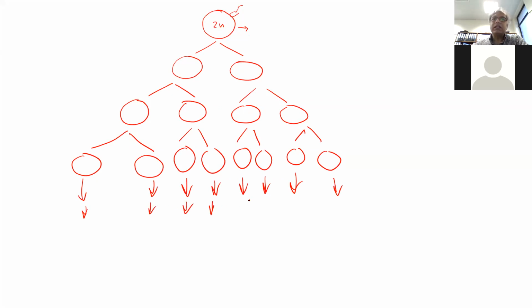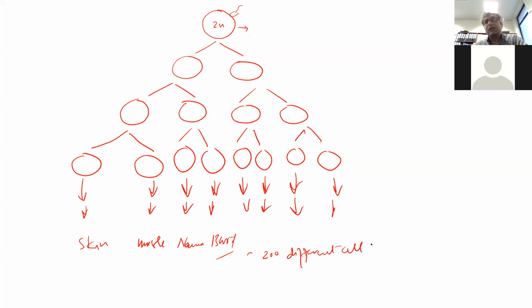And then eventually we have different kinds of cell types. For example, we have skin cells, muscle cells, neurons, blood cells. Within blood, there are so many different cell types: red blood cells, white blood cells, platelets. We humans have more than 200 different cell types.